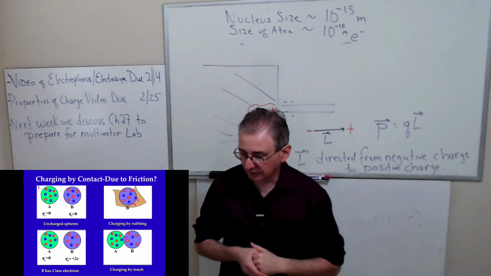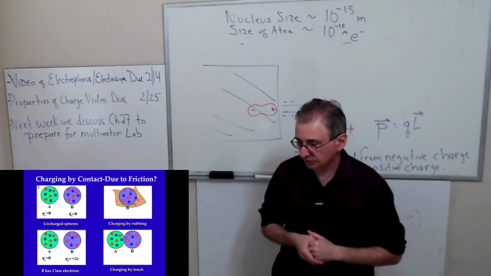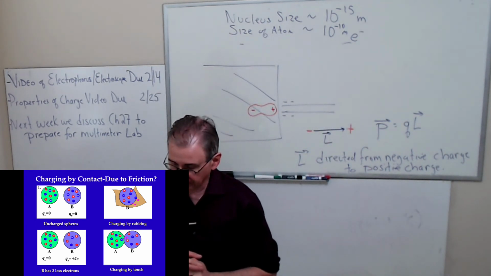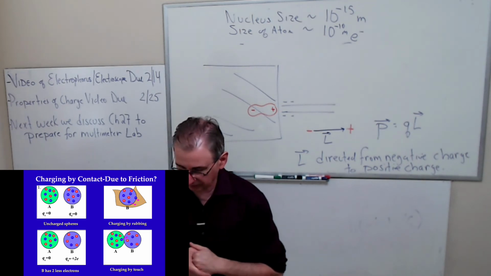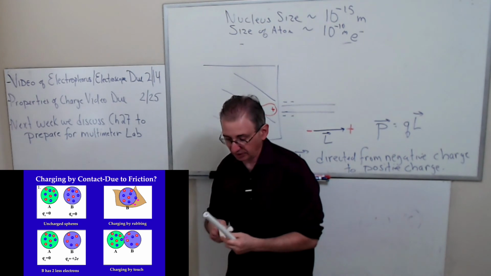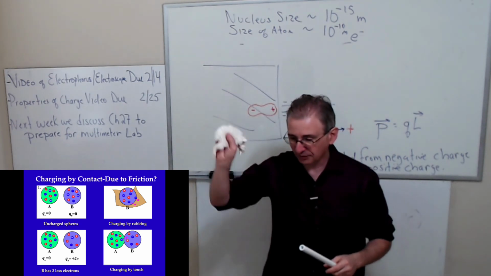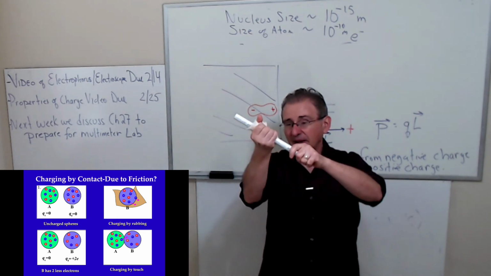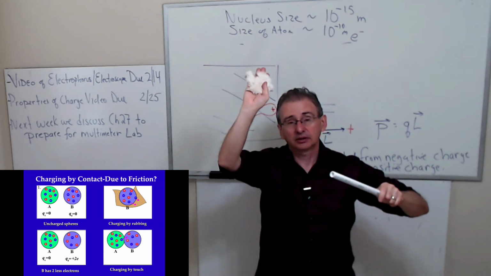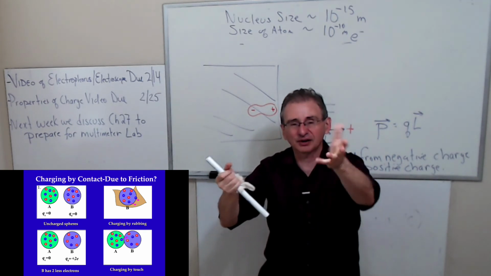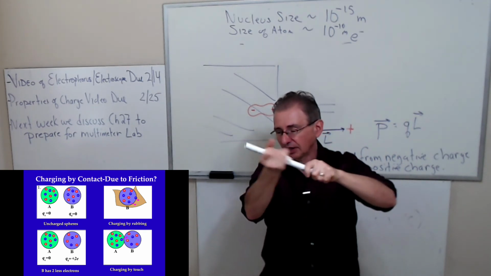So let me talk about the two types of charging. There's charging by contact, and there's charging by induction. I kind of talked about what charging by induction means last week. So charging by contact means this. Basically, you take the piece of fur, you put it on the rod or whatever material you're trying to charge, and you just rub them together.